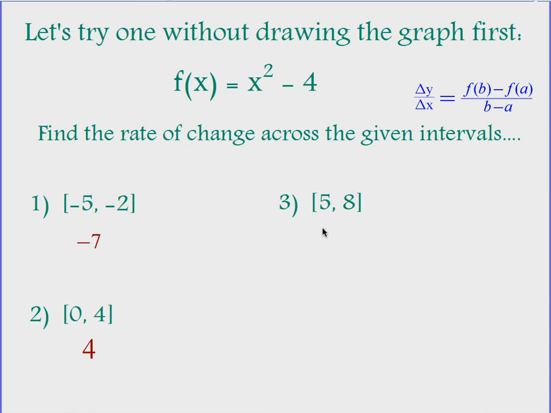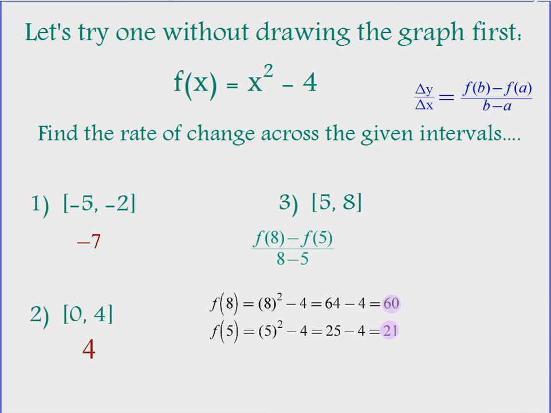This time we want to use the interval from 5 to 8. So we need to find f of 8 and f of 5. F of 8 gives me 64 minus 4, which is 60. F of 5 is 25 minus 4, which gives us 21. Putting them in my formula, I get 60 minus 21 over 8 minus 5, which is 39 over 3, and that reduces to 13.